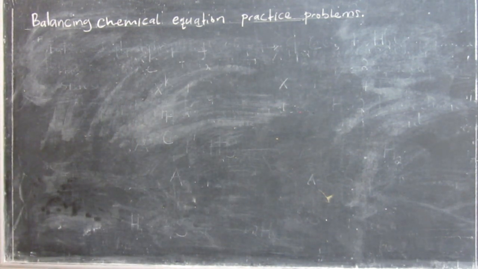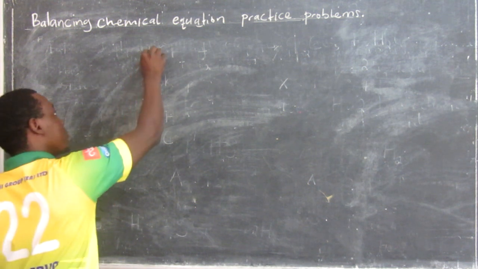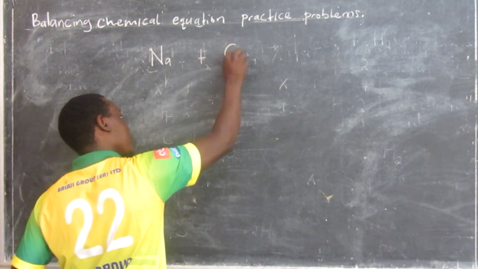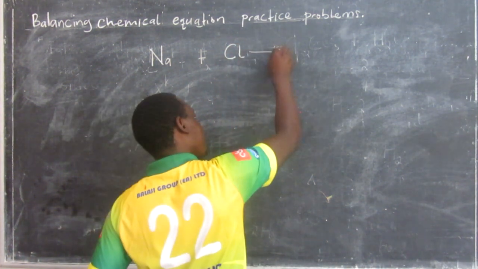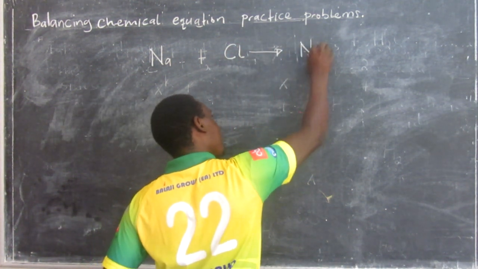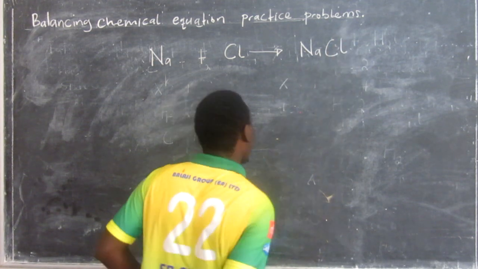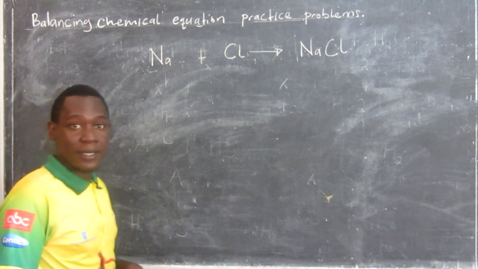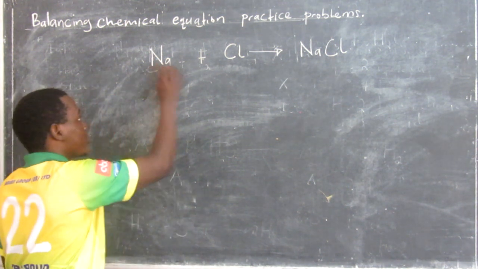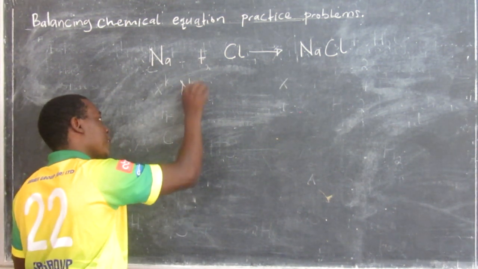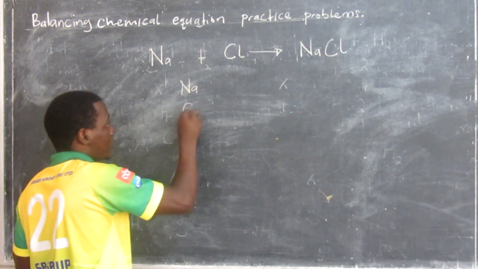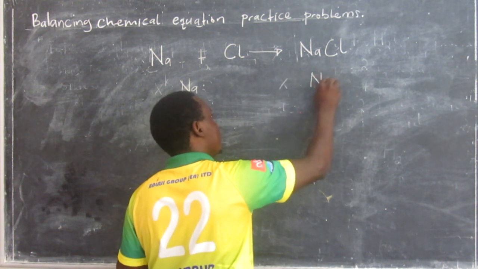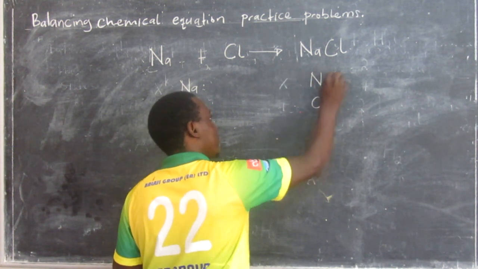Another example we can put here is sodium plus chlorine is going to be sodium chloride. We want to learn how we can balance that one. Now let's write the elements of each atom on both sides. Sodium, we have sodium there, and we have Cl. Inside also we have sodium and Cl.